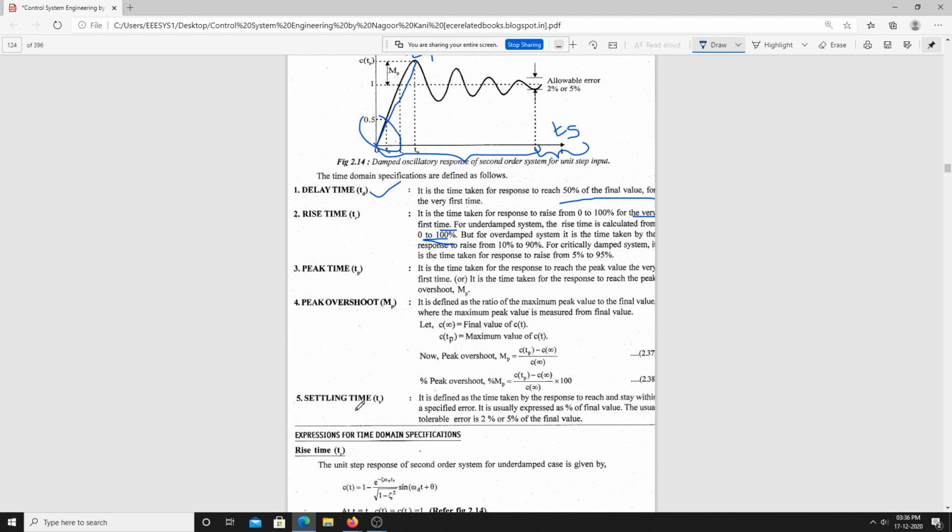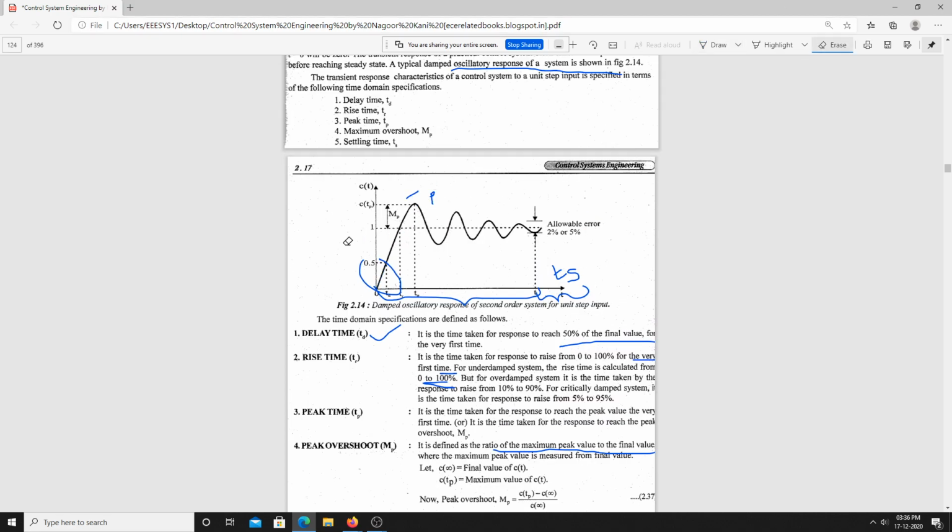Next, peak overshoot. What do you mean by the peak overshoot? It is the ratio of the maximum peak value to the final value, where the maximum peak value is measured from the final value. See here, when we look at this particular waveform, it is clearly visible that this is the peak overshoot, this is the final value, and above it is the peak value. So peak overshoot is the ratio of the maximum peak value to the final value. This is Mp, the peak overshoot.